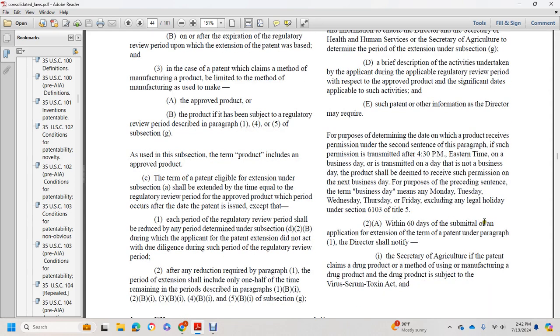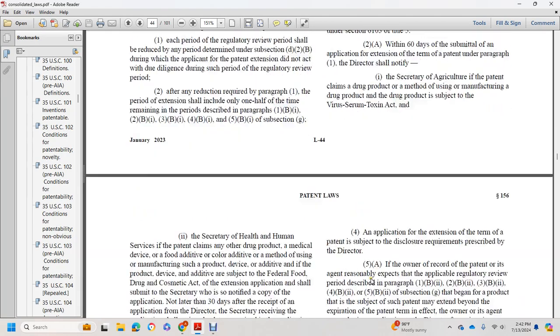2A, within 60 days of the submittal of the application for extension of the time of the patent under paragraph 1, the director shall notify the Secretary of Agriculture if the patent claims a drug product, method of using, or manufacturing a drug product of the drug product used in the subject virus serum toxin act.